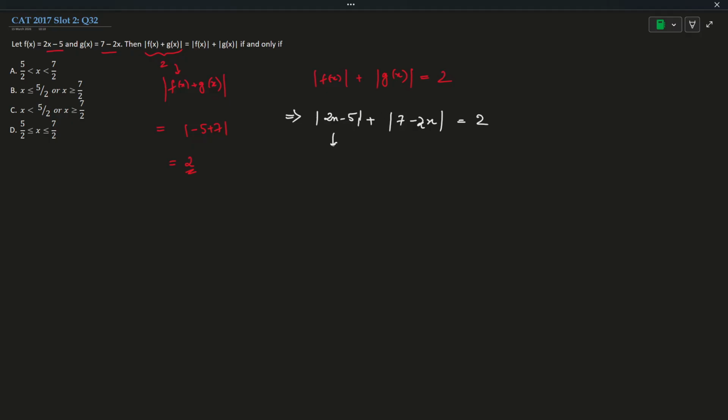What are the roots, guys? Root of this term is 5 by 2. What is the root of this? Root is 7 by 2. Draw the number line. This is 7 by 2. This is 5 by 2. That means I have 3 regions.